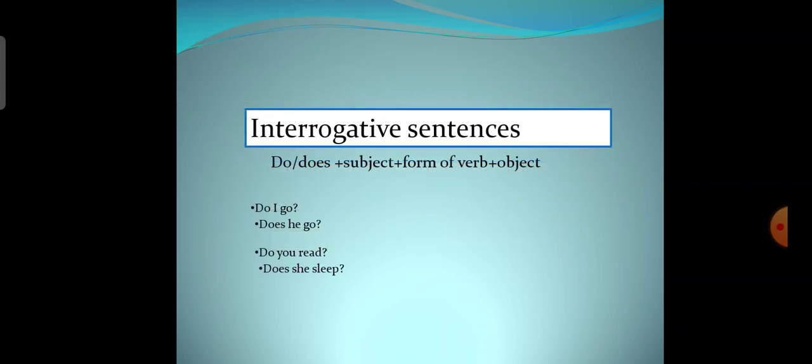In interrogative sentences, firstly we will write do or does plus subject plus first form of verb plus object. For example, do I go? Does he go? Do you read? Does she sleep?